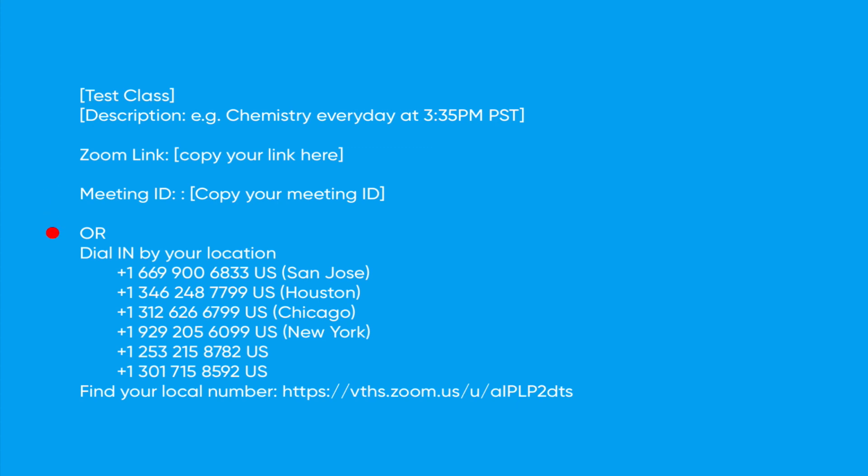Or somebody can also dial in by their location. Here's a list of universal numbers. These will work for you in the United States. Somebody can call this number and all they have to do is punch in the specific meeting ID. Once they have that information, they can join your meeting. And for somebody who wants to call in, they don't need the app or an account to dial in.